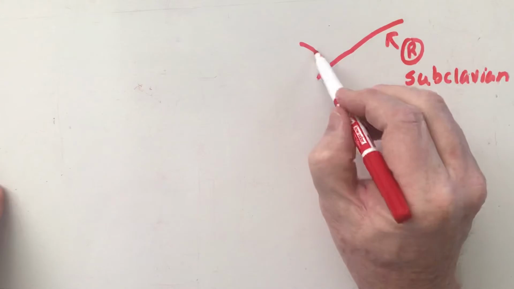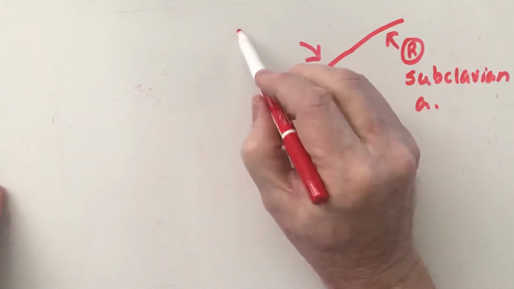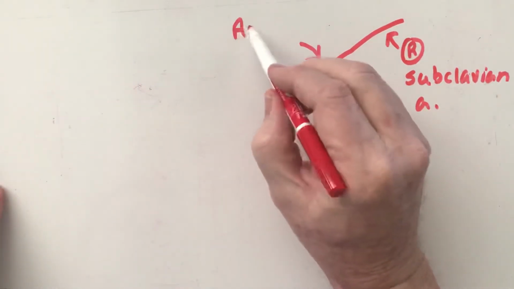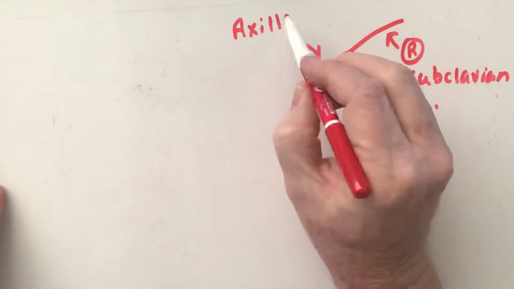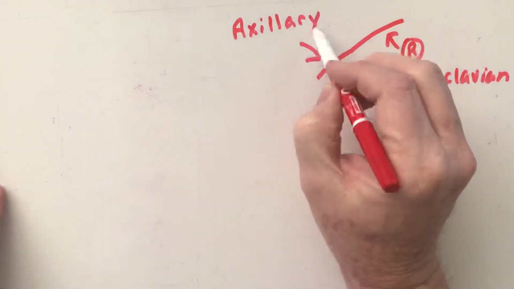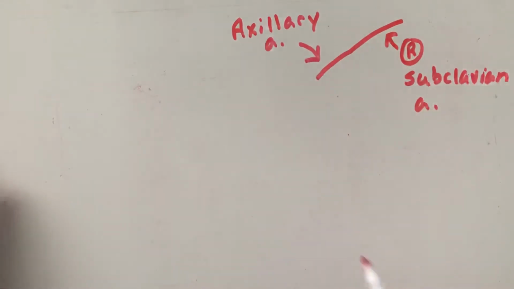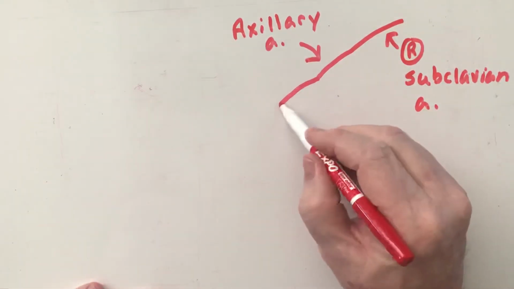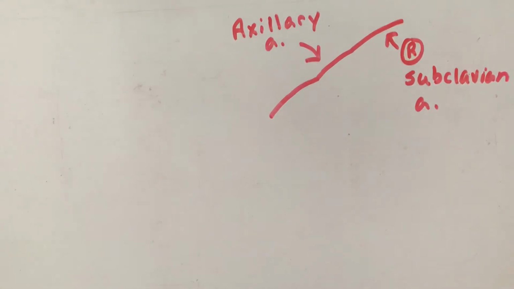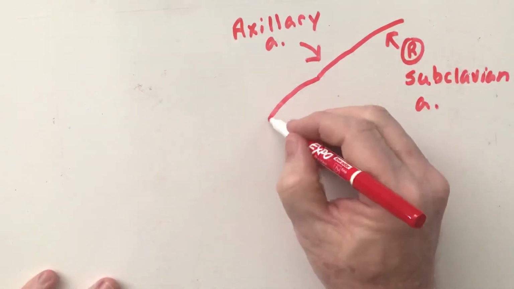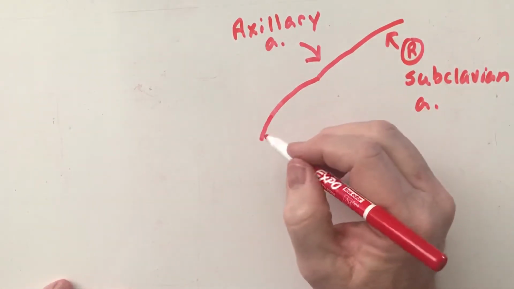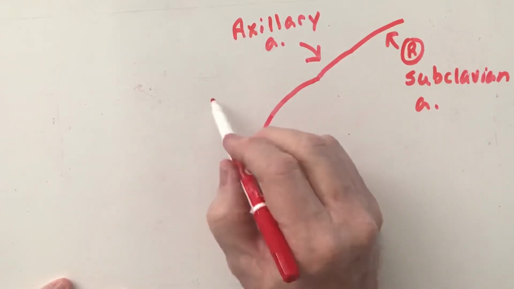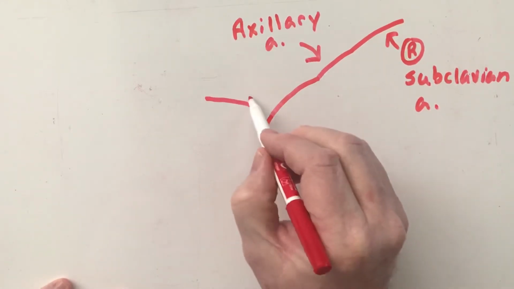And then what's going to happen is it's going to go to the armpit, and in the armpit it's going to be called the axillary artery. So there's my axillary artery. And then as it comes out further, it's going to be going down into where my biceps are, and when it's there, it's going to be called the brachial artery, or also could be called the deep brachial artery. I'm just going to call it brachial.